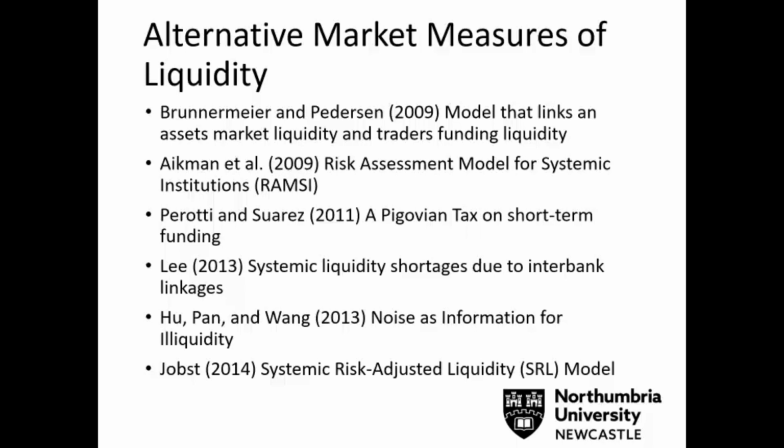Lee 2013 argued for a measurement that looked at the shortfall between interbank lending. Hu, Pan and Wang 2013 collected data on market liquidity and looked at the statistical noise information from illiquid markets. And Jobst 2014 looked at a systemic risk-adjusted liquidity model, which was seen as one of the first liquidity models to try and measure financial stability across various banking institutions. But to get a better understanding of what these authors propose, do have a read of the full papers.